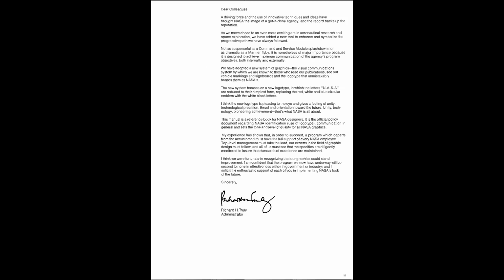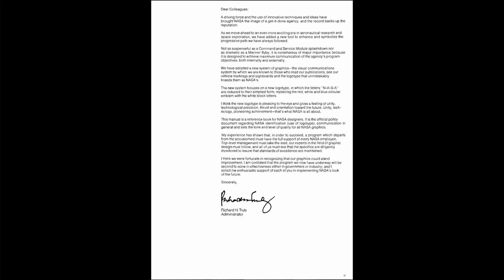Here we are. This is a picture of something. We're talking on a very, very subconscious level here, which is fantastic. So we've adopted a new system of graphics, the visual communication system by which we are known to those who read our publications, see our vehicle markings and signboards and the logotype that unmistakably brands them as NASA's. The new system focuses on a new logotype in which the letters NASA are reproduced in their simplest form, replacing the red, white and blue circular emblem with the white block letters.